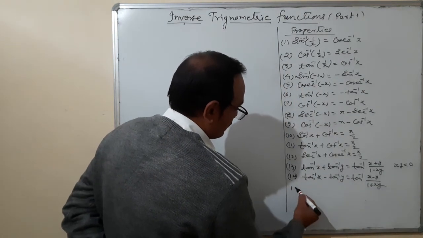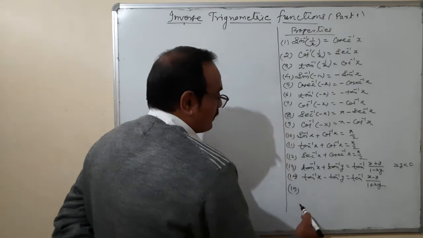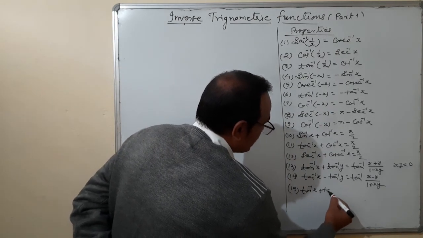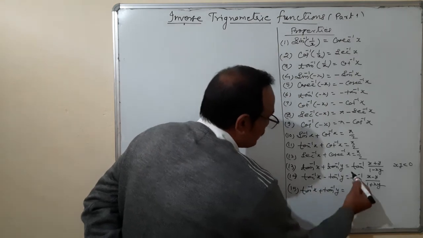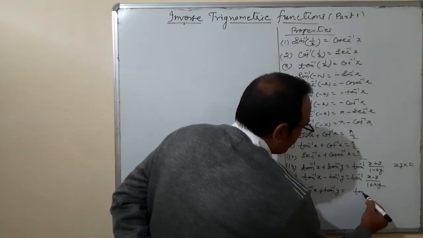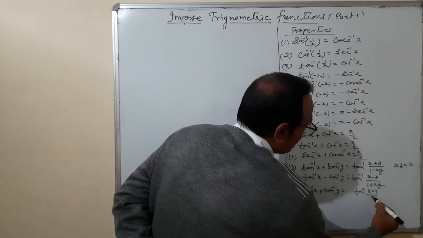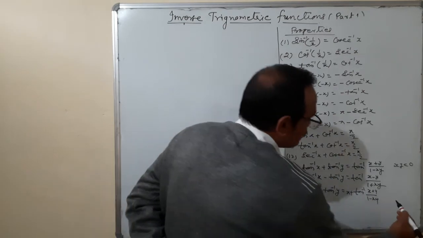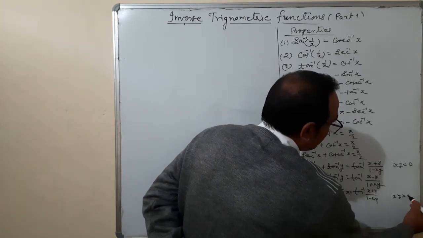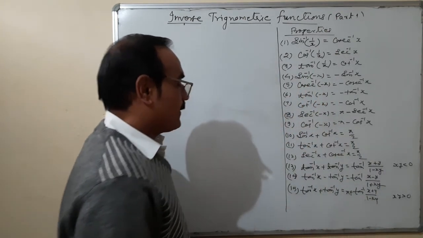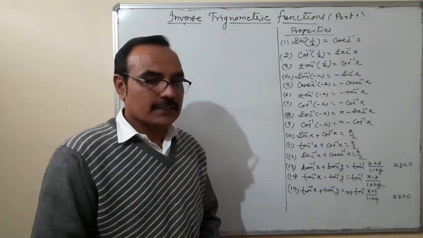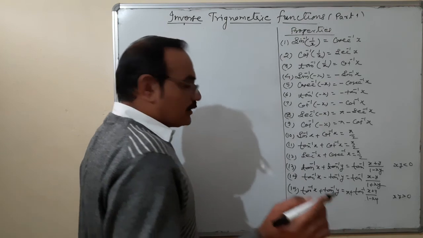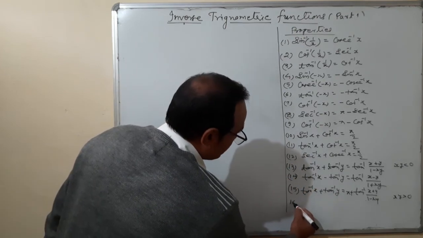And tan inverse x plus tan inverse y, it's very important, is equal to pi plus tan inverse of x plus y upon 1 minus xy, but it is used when xy is greater than 1. Okay, it is used when xy is greater than 1. That is one. Two more properties are not given in your book, I am writing them here.